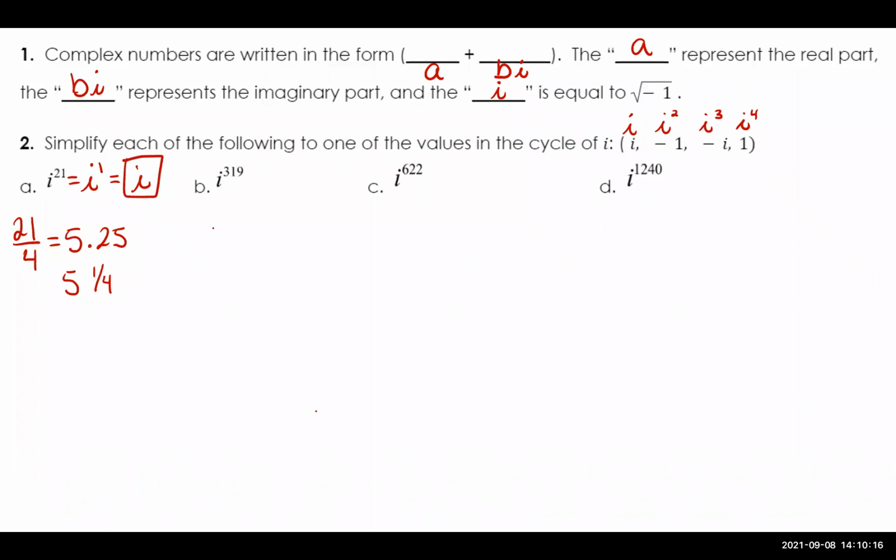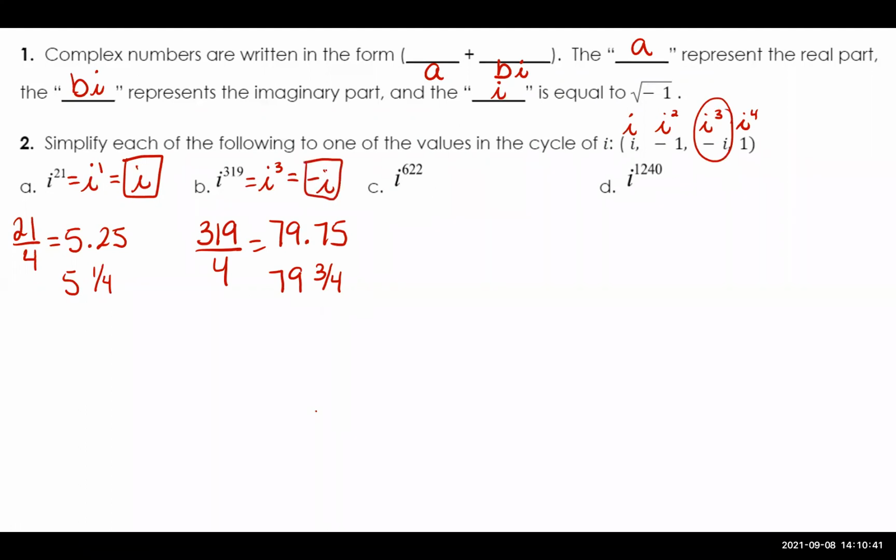Okay, for I to the power of 319, we'll take 319 divided by 4. We get 79.75. So that would be us going through the pattern 79 times, and we make it 3/4 of the way through it at the end. So we end on I to the third, which we know is equal to -I.